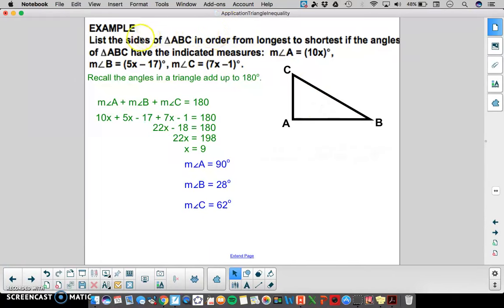Well, if we want to list the sides in order from longest to shortest, we know the longest side is across from the biggest angle. So the biggest angle here is angle A. The side that's opposite that is side BC. So BC will be listed first. The next largest angle is angle C, and that's across from segment BA. The smallest angle, angle B, is across from segment AC. So the sides in order from longest to shortest is BC, AB, and AC.